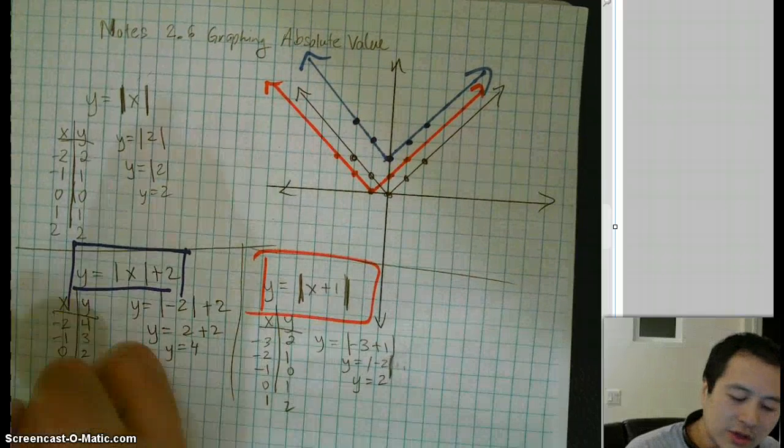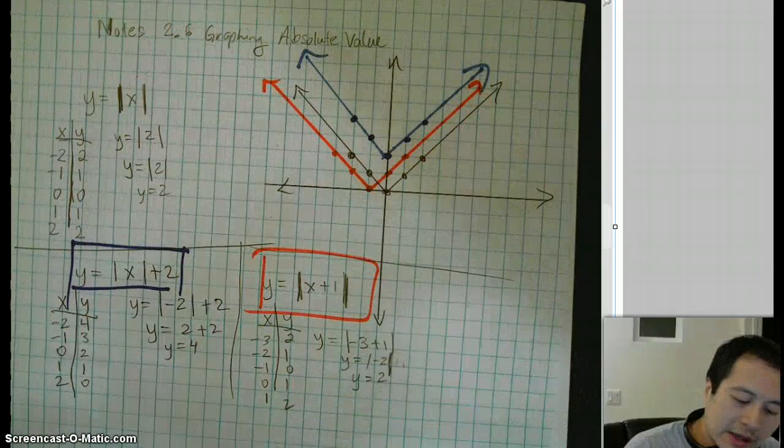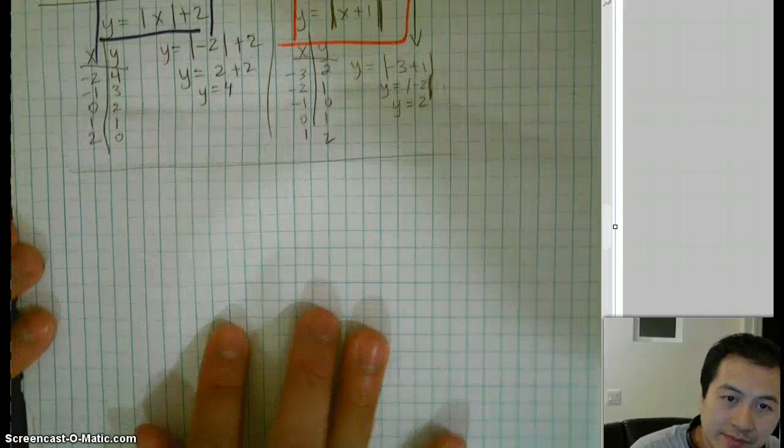Let's actually look at the equation of absolute value real fast. The equation of absolute value looks like this.